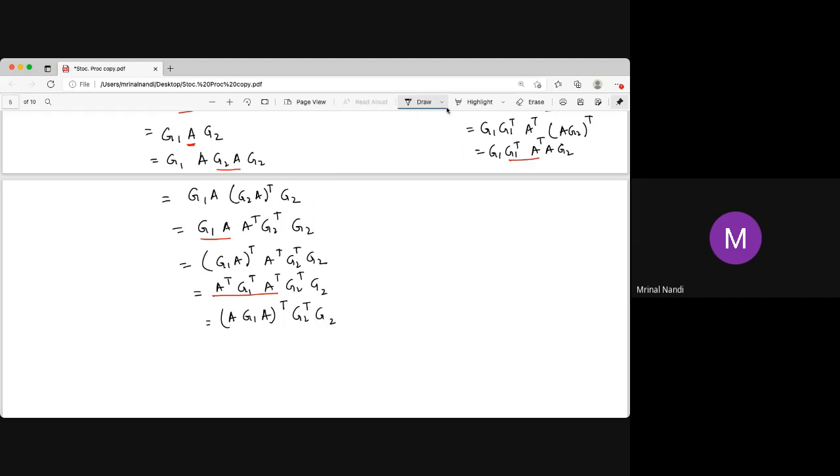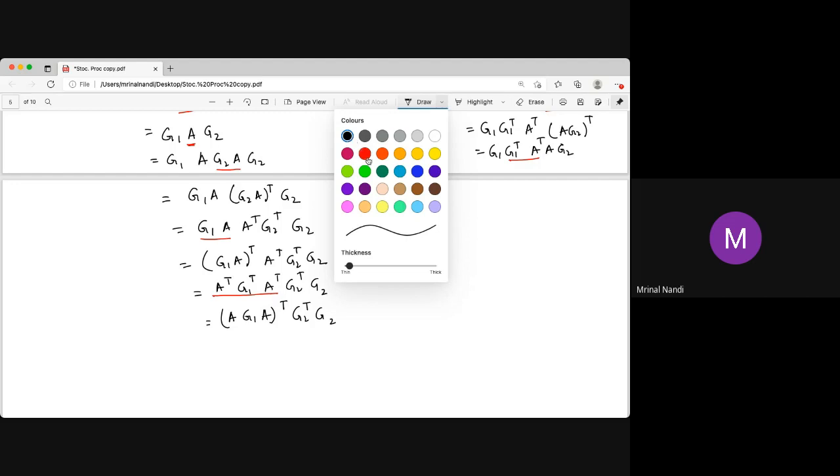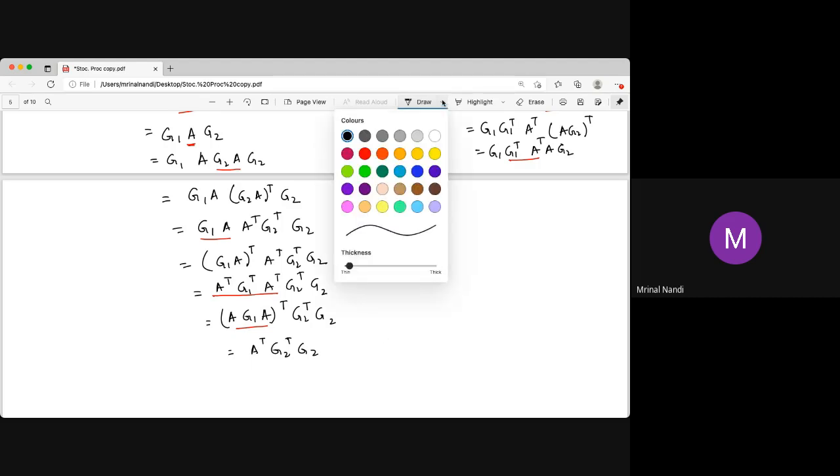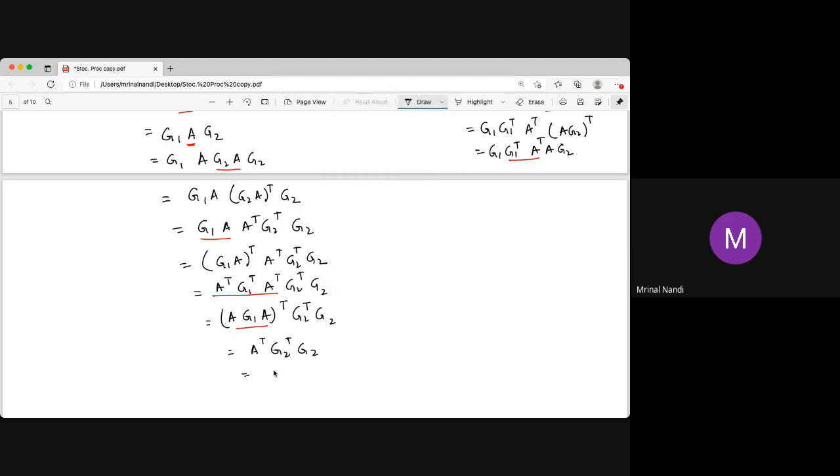Now what is that? That is just G1. This is G1. Oh sorry, this is A. So it is A transpose G2 transpose G2. Now what is A transpose G2? This is G2 A whole transpose.